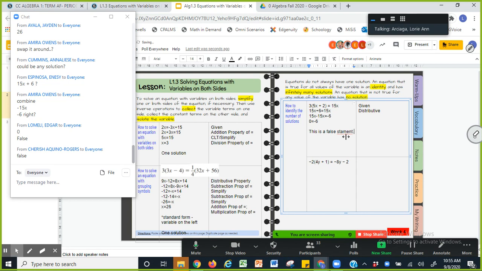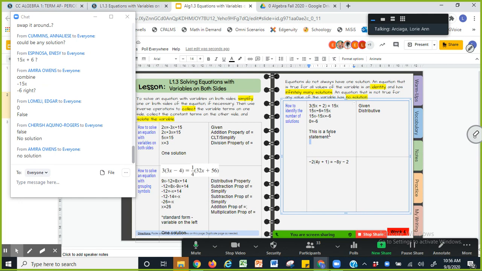Oh, I spelled it wrong. I'm a math teacher, I'm not good in English. Okay, so this is a false statement. It means that whatever value we plug in for x, it will result in a false statement. It will not work. So how many solutions do you think this equation has? Is it the one that has infinitely many solutions, or is it the one with no solution? What do you guys think? No solution, according to Cherish and Amira.